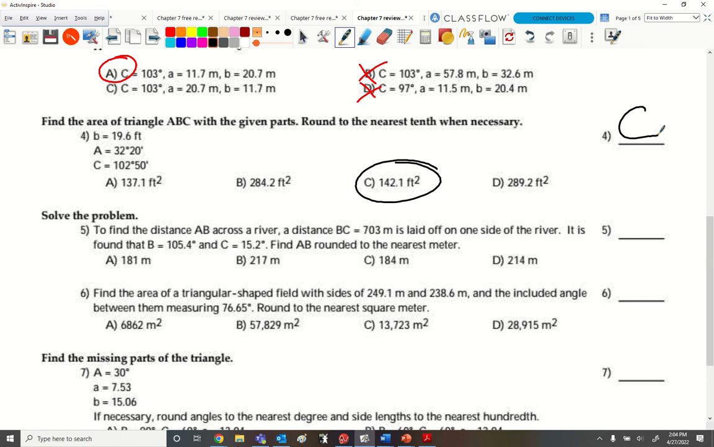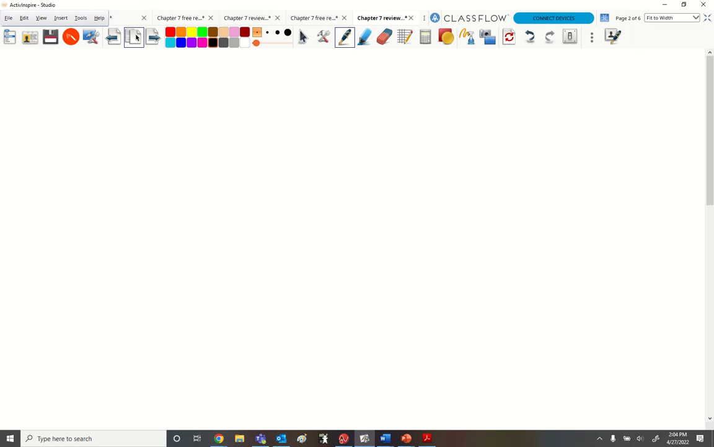All right, number 5. Find the distance across the river, distance BC. I have values here that I could just plug in, so I need to start by drawing a triangle. So this is number 5.